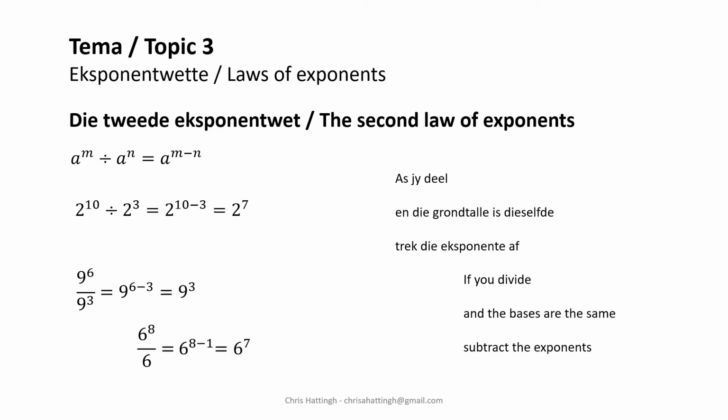If you get 6 to the power of 8, divide by 6. Remember, if there's no exponent, there's a little 1. So you'll say 8 minus 1. So the answer will be 6 to the power of 7.